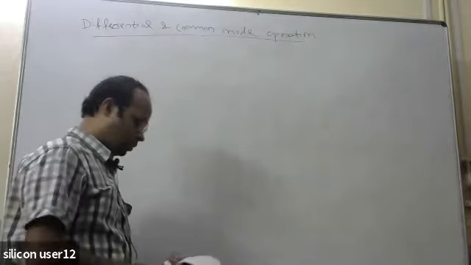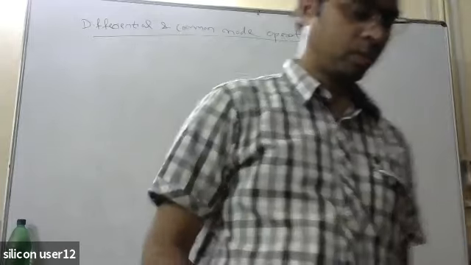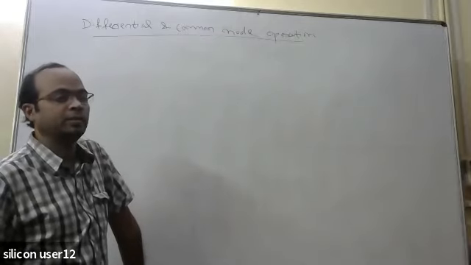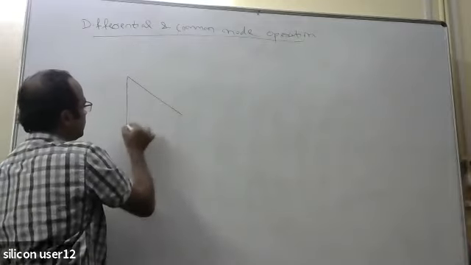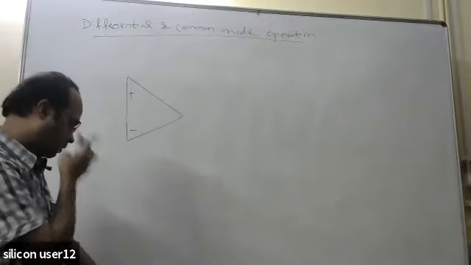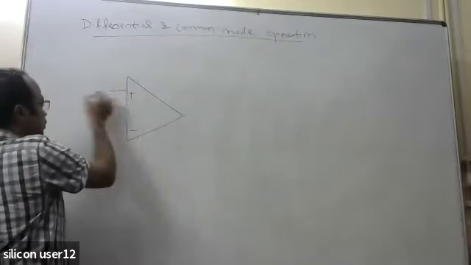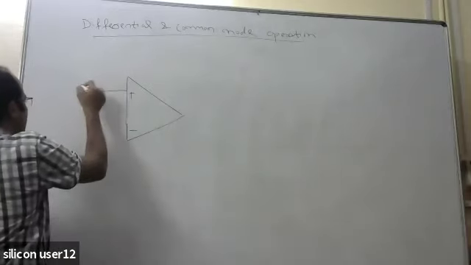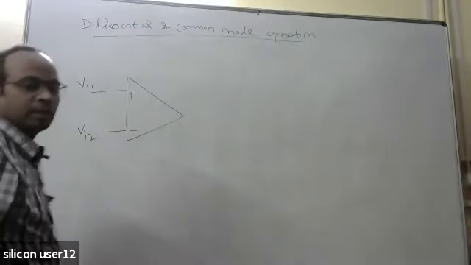Okay, so here we'll see about the differential and common mode operation. Basically, you give two signals to the positive and negative terminals. Let us say this is my op amp. Here is a plus and minus terminal. Let us say you are giving Vi1 to the plus terminal and Vi2 to the minus terminal.